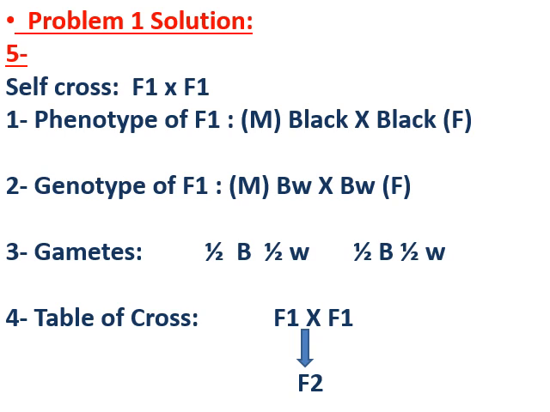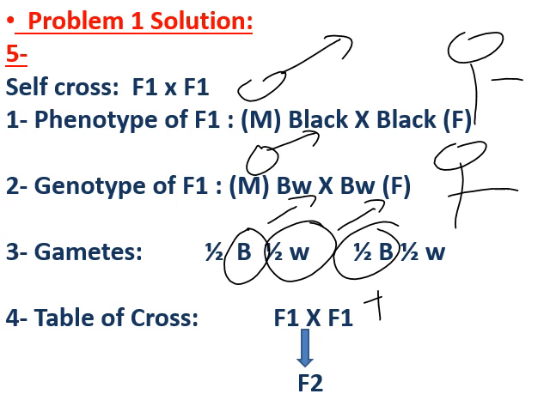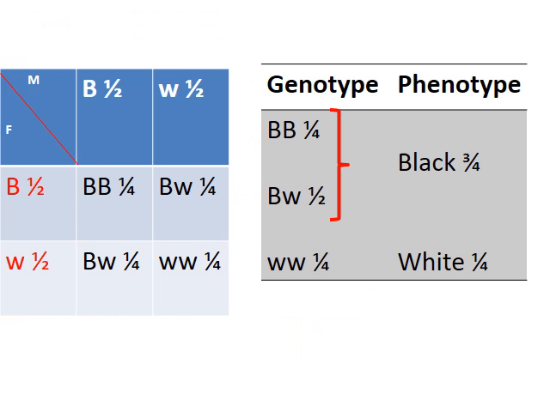Moving to self-cross. Whenever we cross F1 by F1, it's called a self-cross. F1 crossed by F1 gives what is known as the F2 generation. This is the male, this is the female: male BW, female also BW. These are the gametes, half B, half W. This is also half B and half W. So we're going to move to the table of cross and the table of results.